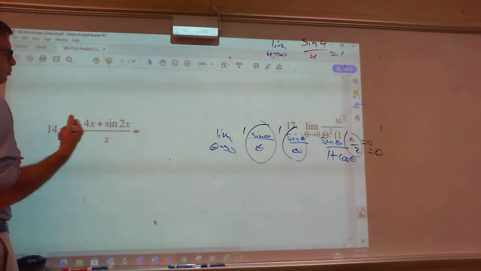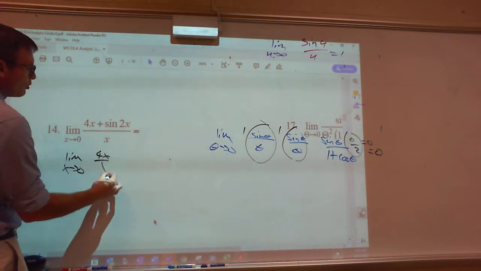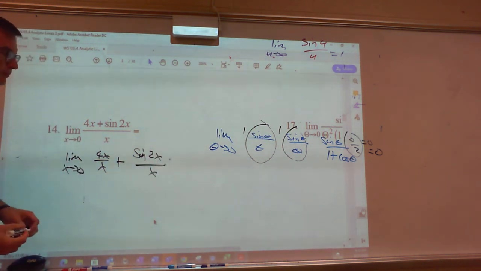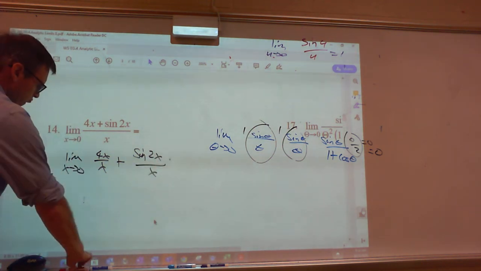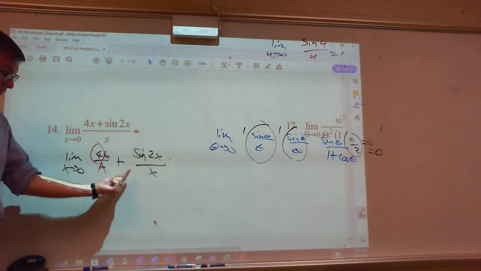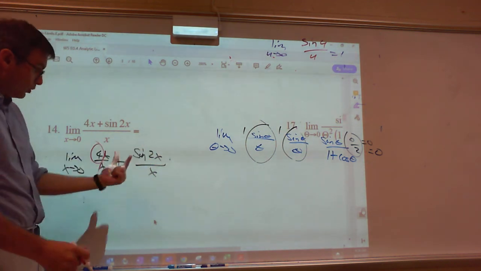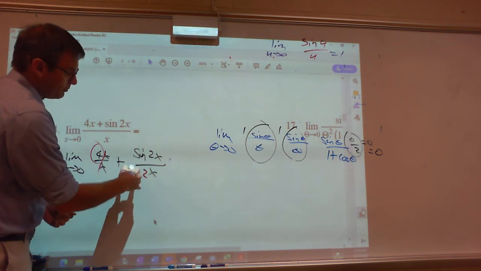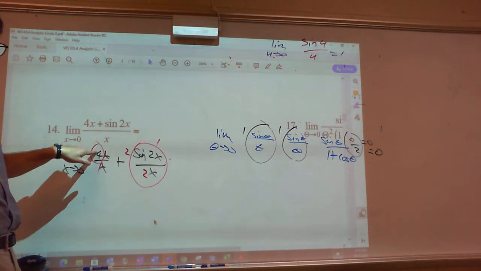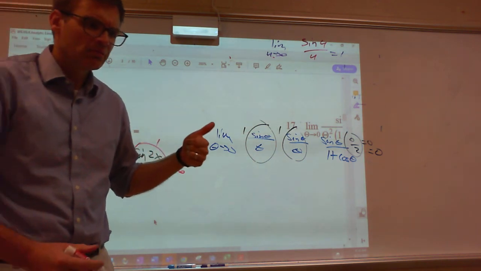But had I written the problem as, what's the limit as x goes to 0 of 4x over x plus sine of 2x over x? Well, let's see. 4x over x, the x's cancel, so that just gives me 4. How do I handle sine of 2x over x? Well, I need these to be the same because they're going to 0. So I'll make a 2 in the bottom, multiply top and bottom by 2. There's your big fat 1. And so now I end up with 4 plus 2, which gives me 6. Did I do okay with 14?